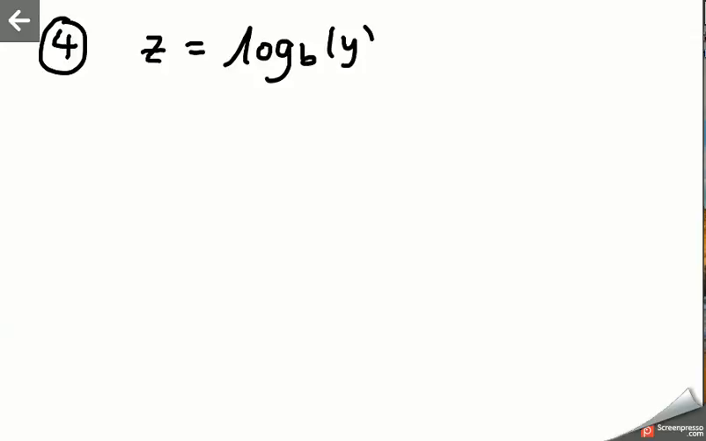Rule number 4. So for rule number 4, let z equal log to the base b of y. So z is equal to log to the base b of some positive number y. And we know that that's true if and only if y is equal to b to the power of z. And log is a one-to-one function. Log to the base any number is a one-to-one function.